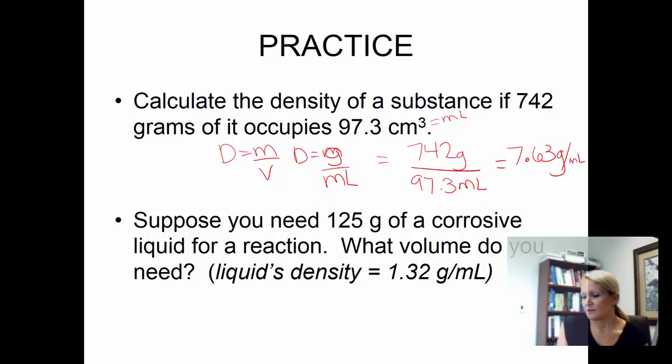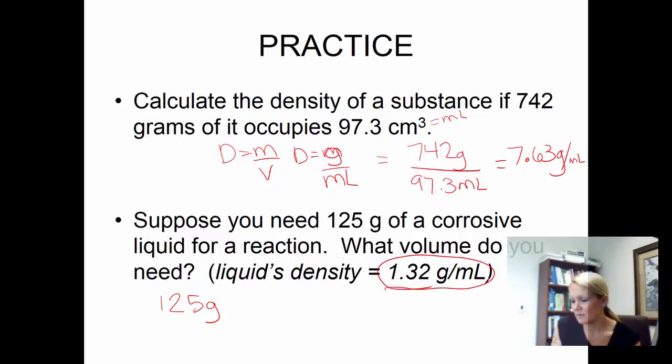This problem down here wants you to use the first operations that we talked about in this video. You're given the mass. Here it's a liquid, and we're going to look for volume. So once again, you're going from a mass unit to a volume unit. To do that, we're given density, so this is our conversion factor.